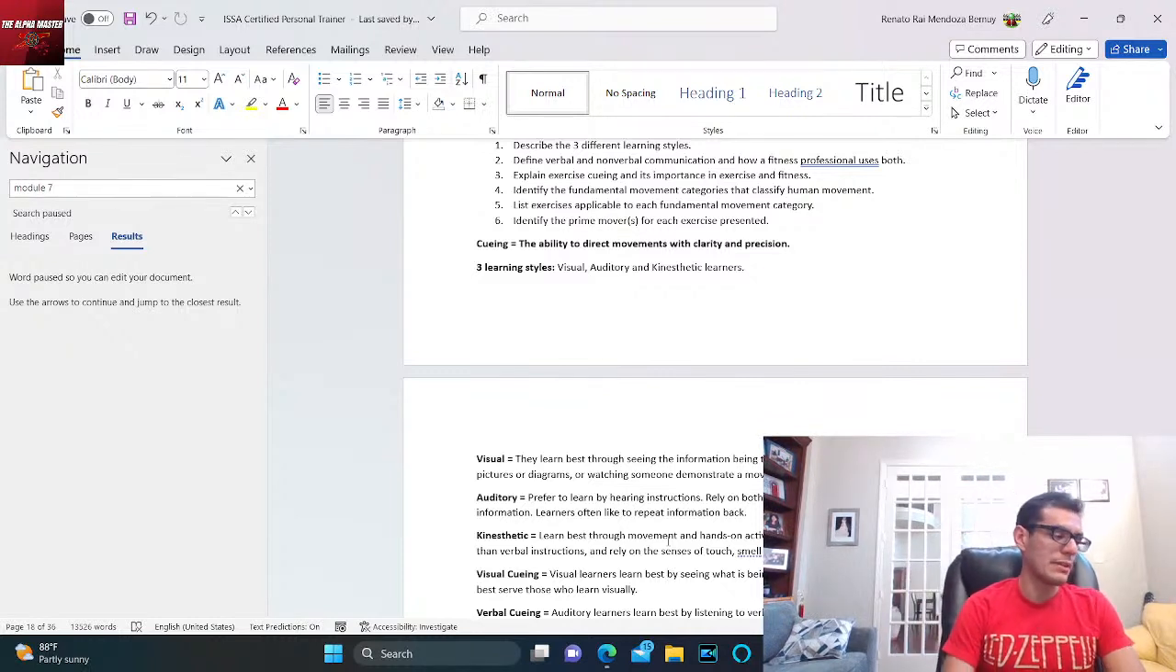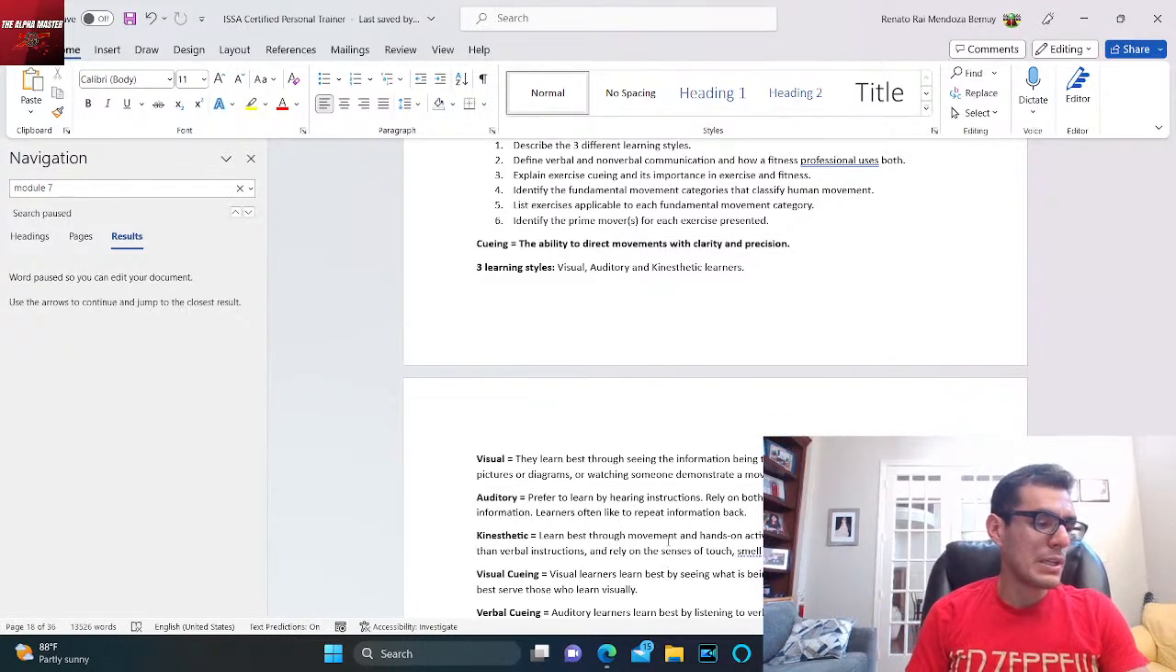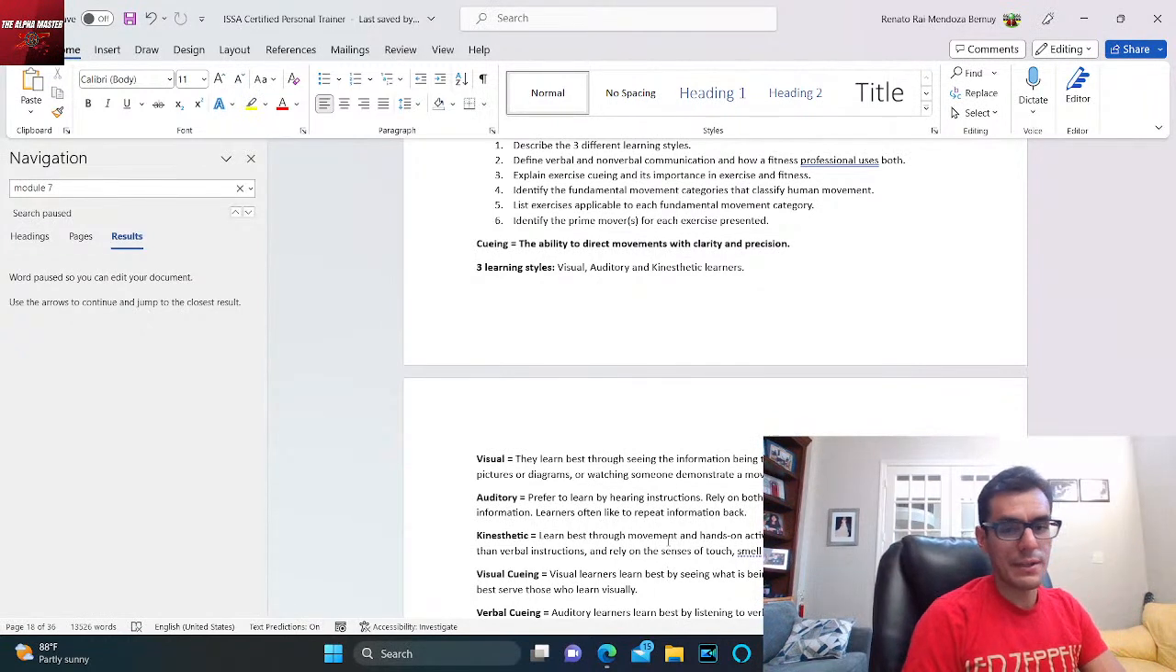That's going to be the three different learning styles: visual, auditory, and kinesthetic learners. Cueing is going to be the ability to direct movements with clarity and precision.